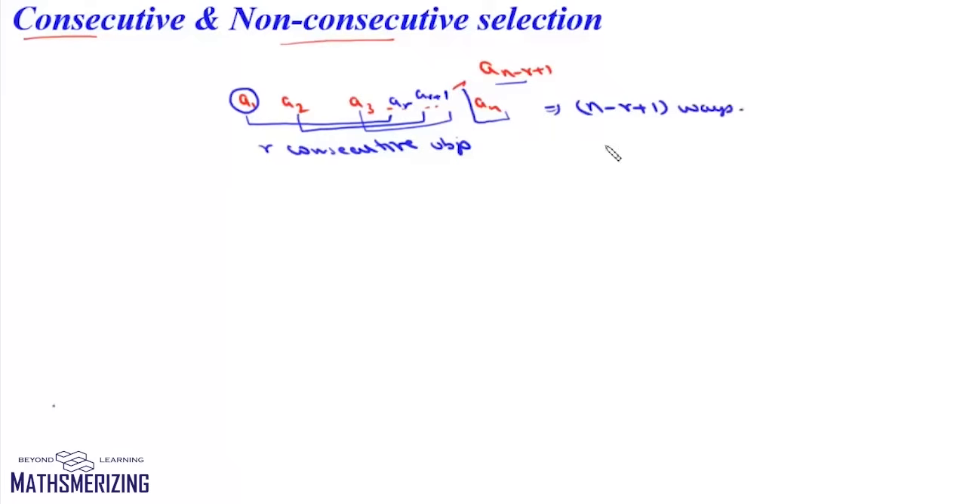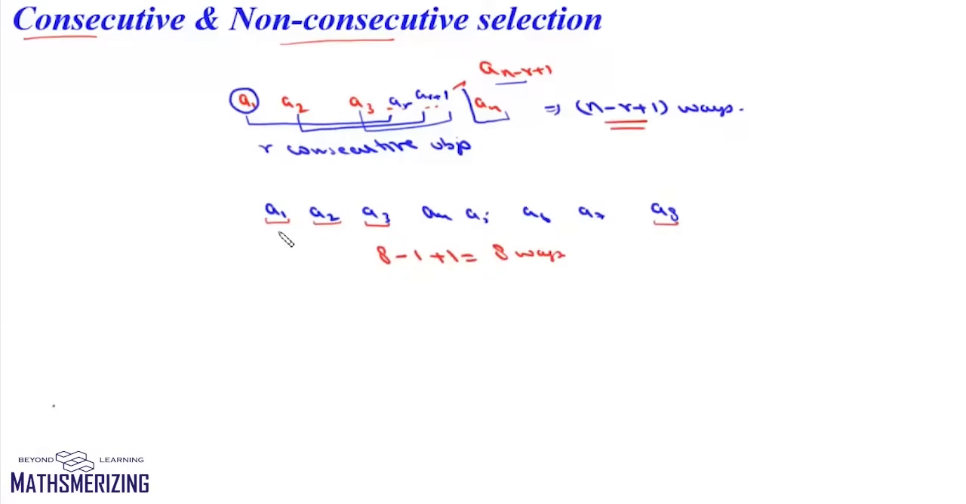So if we take a very basic example, suppose we have 8 objects, A1, A2, A3, A4, A5, A6, A7 and A8. In how many ways can we select one consecutive object? It can be done in 1, 2, 3 up to 8 ways, which is 8 minus r plus 1, which in this case is 8 minus 1 plus 1, and that is 8 ways.